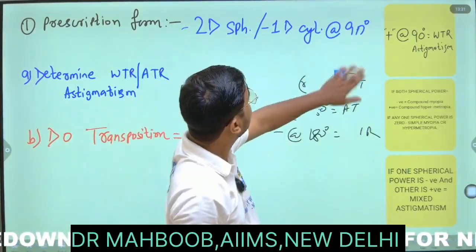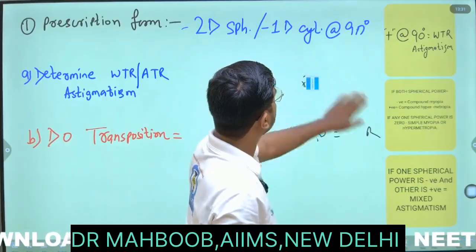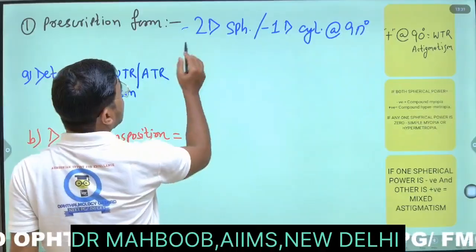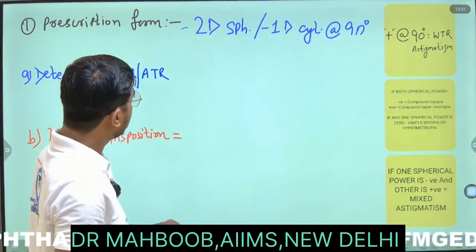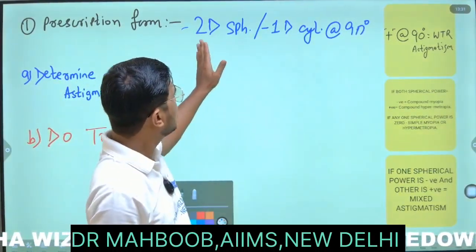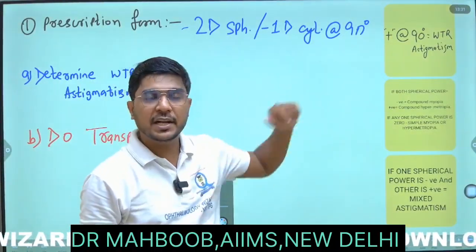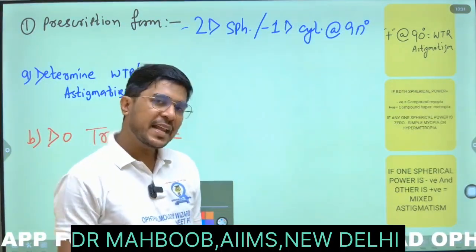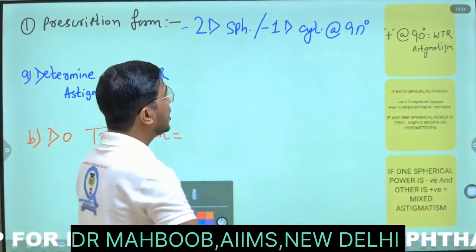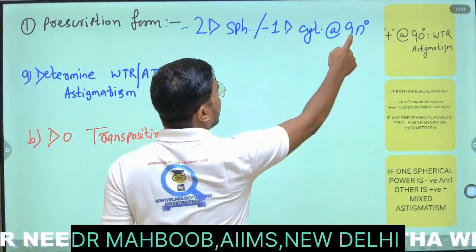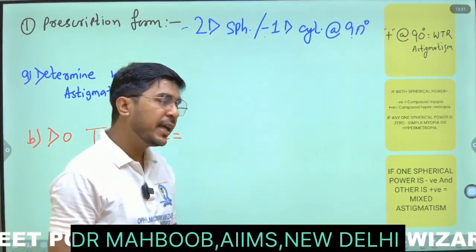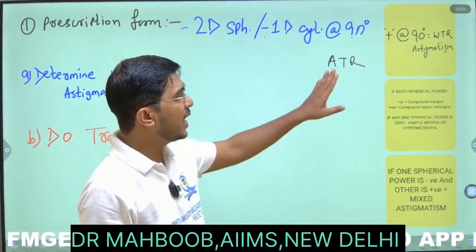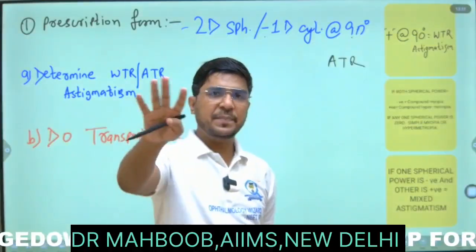So look at the prescription here. Look at this picture. This prescription is saying minus 2 diopter spherical, minus 1 diopter cylindrical at 90 degree. What I already told you, plus at 90 degree is with the rule astigmatism. That means minus at 90 degree is against the rule astigmatism. Minus at 90 degree will be what? Against the rule astigmatism, right or wrong? So for this prescription, the astigmatism will be against the rule. So the first step is done.